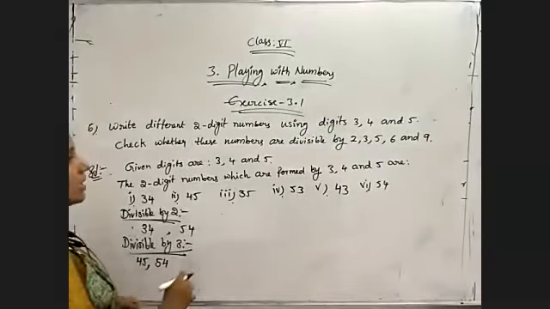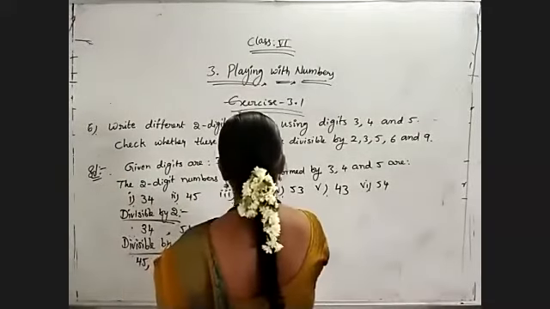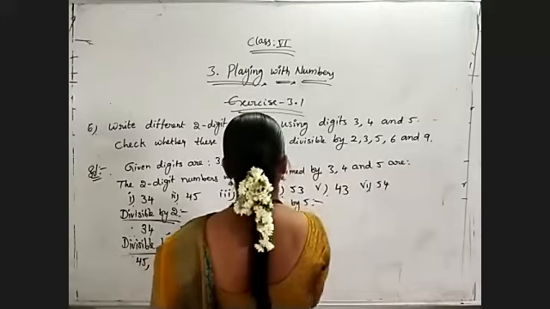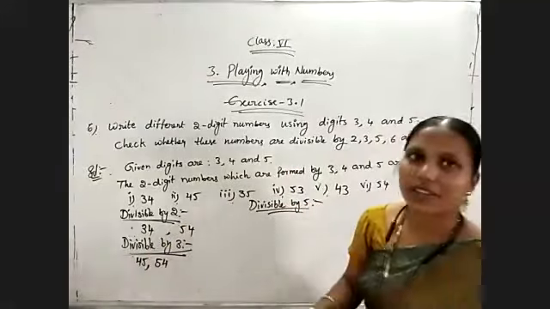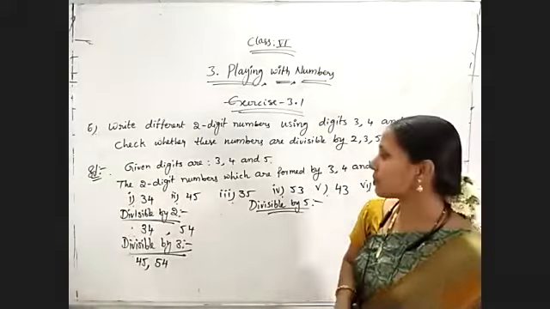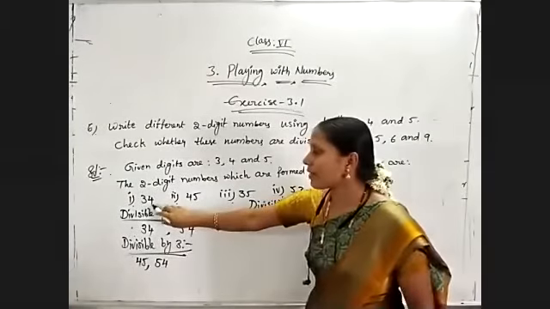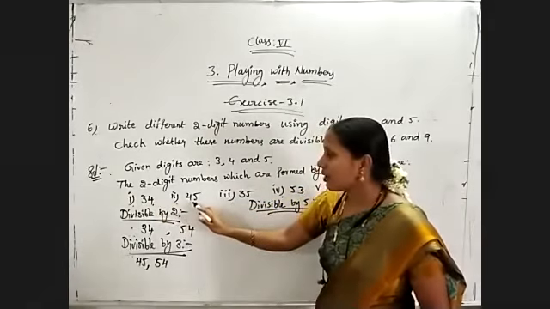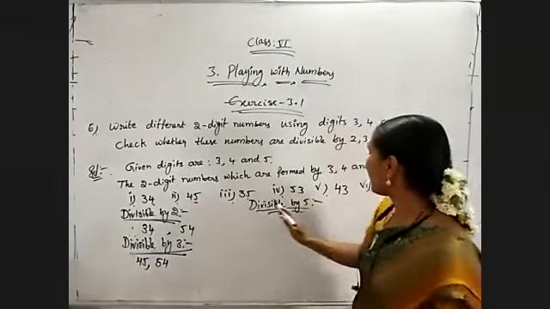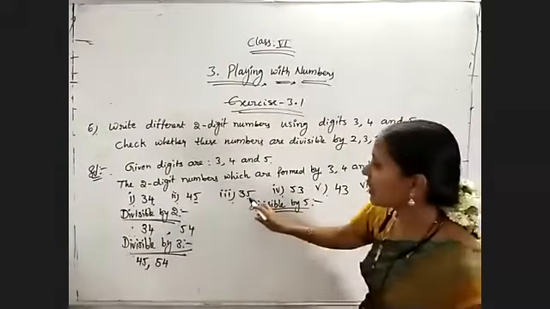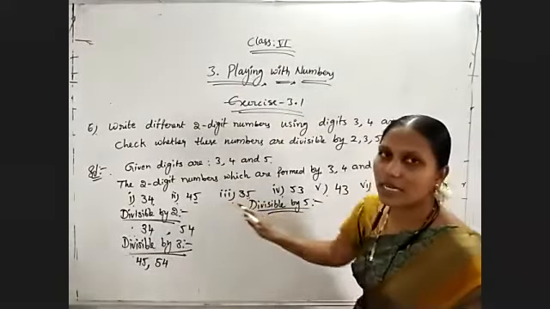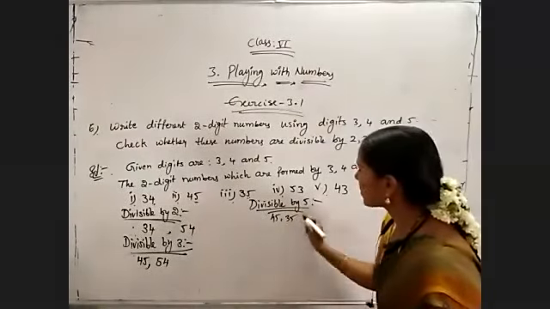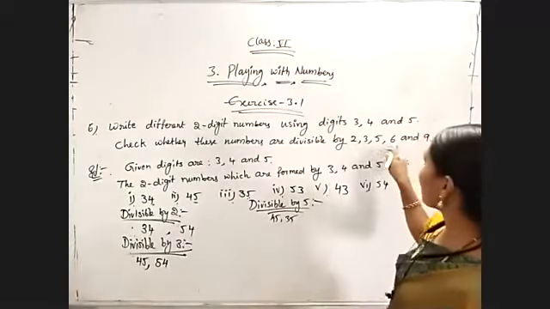And after that, divisible by 5. The numbers which are having 5 in their unit place, they are divisible by 5. 34 is having 4 in the unit place, so it is not divisible by 5. 45 and 35 have 5 in their unit place, so these two numbers are divisible by 5. Next, divisible by 6.